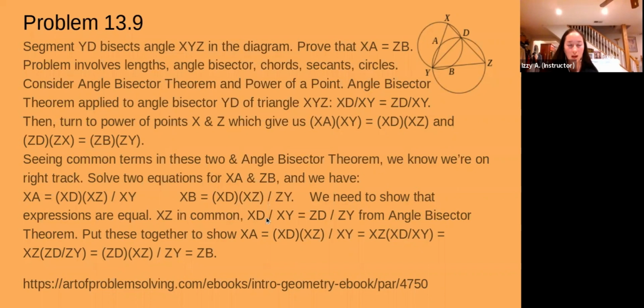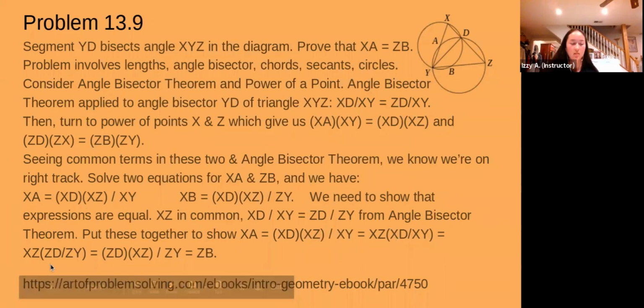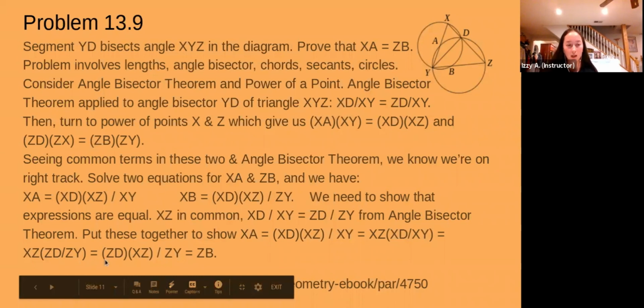So we can say that XD divided by XY is equal to ZD divided by ZY from the angle bisector theorem. If we put these together, XA is equal to XD times XC divided by XY, which is equal to XC times XD divided by XY, which is equal to XC times ZD divided by ZY, which is equal to ZD times XC divided by ZY, and that would be equal to ZB.